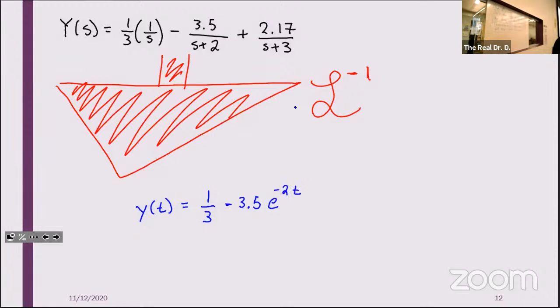What about the next one? What should the last one be? Yep. That's the answer. That is the time domain response for our equation.